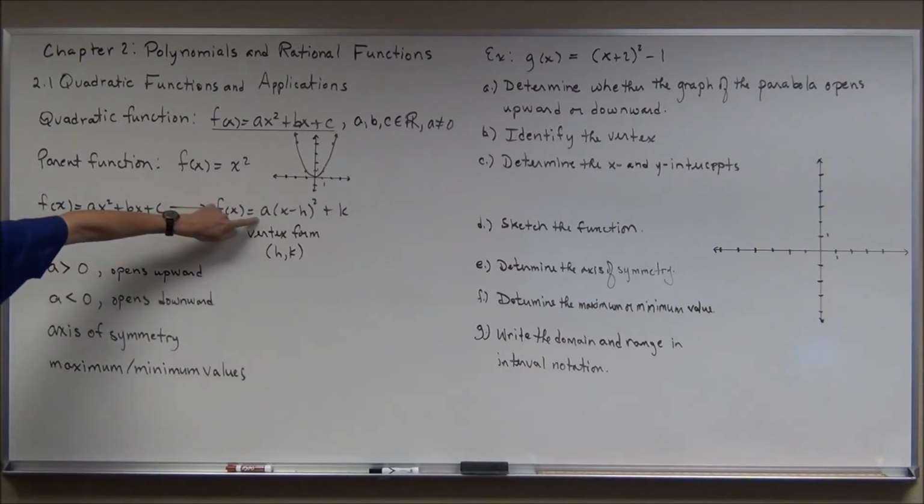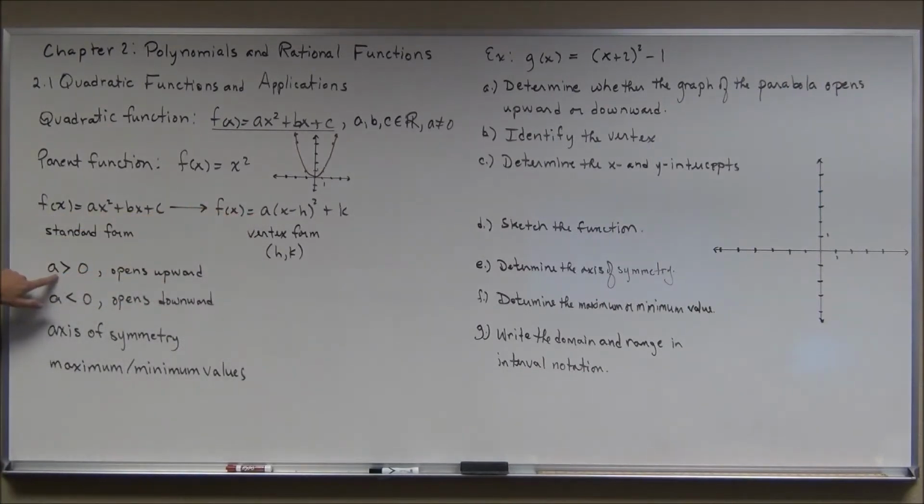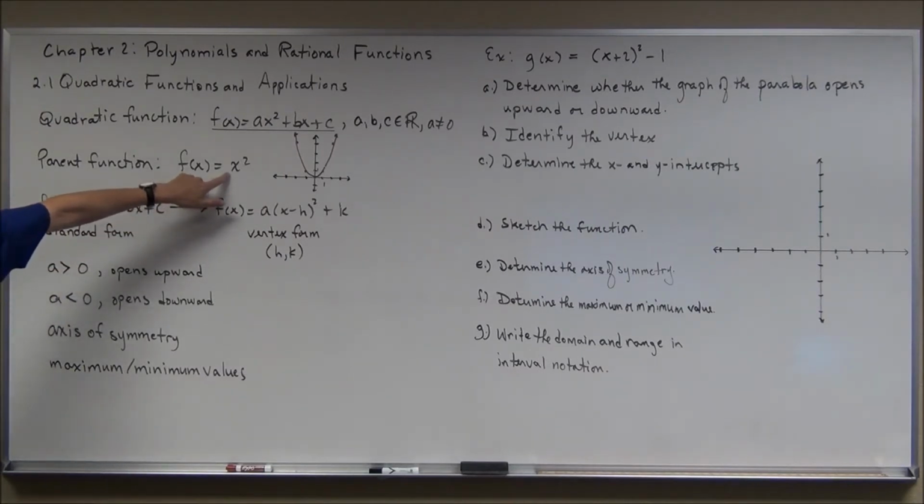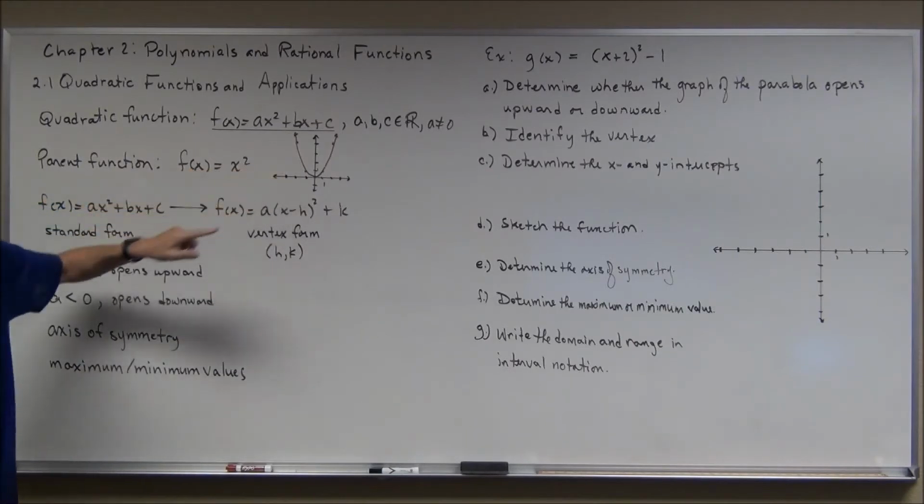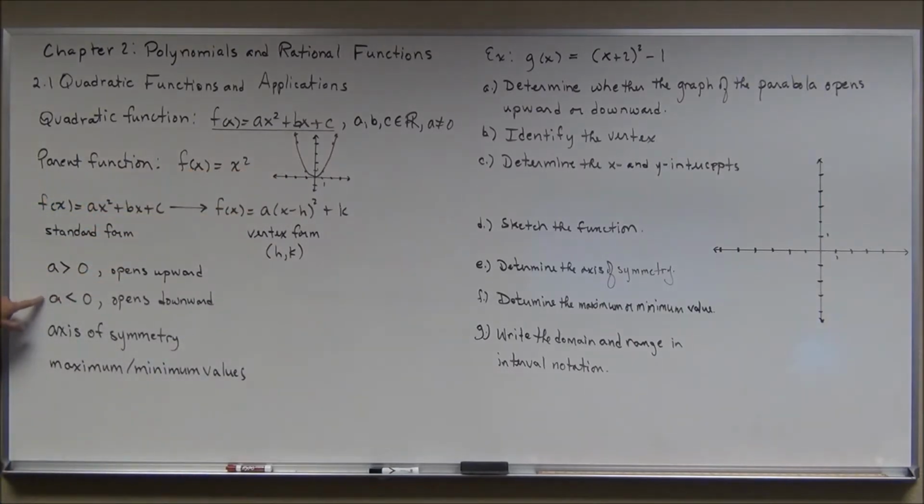Also, notice the a here. The a, if it's positive, means that your parabola opens upward. Notice here, our a would be 1. It's understood that it would be a 1 here, 1x squared, and you can see that it opens upward because 1 is greater than 0. If a is negative, less than 0, it opens downward.